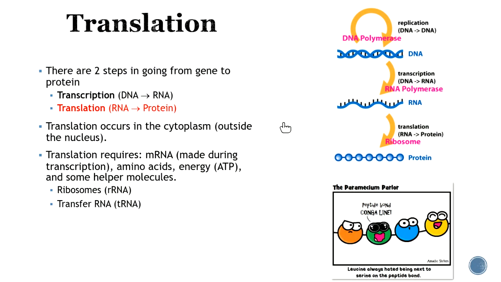Now we're going to need a few things. We're going to need that messenger RNA that we made in the previous step of transcription. We're going to need the amino acids, which are your building blocks for proteins. It's going to take some energy, and we're going to need some helper molecules. We're going to need some ribosomes and transfer RNA, and both of these components are actually made of RNA.